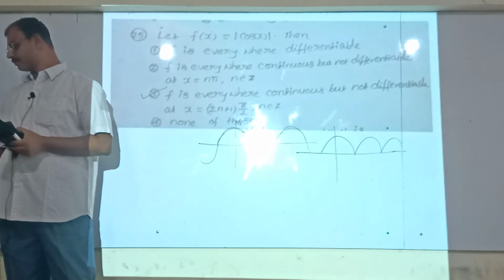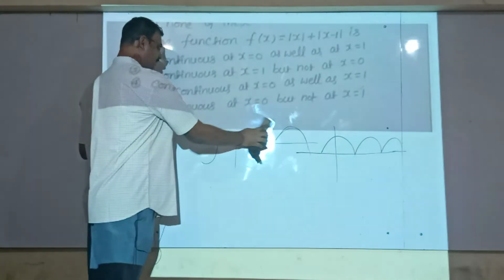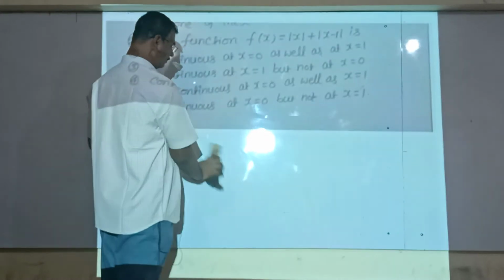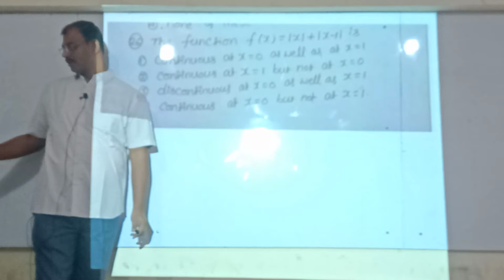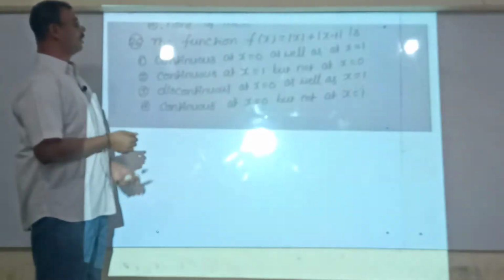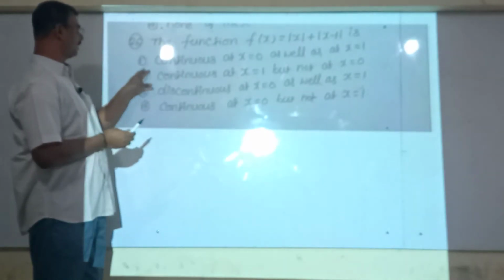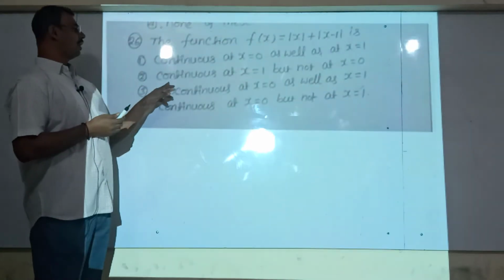Next problem. See again, a mod x problem is given. So what is the problem here? The function f of x is equal to mod of x plus mod of x minus 1. Four options are given. Continuous at x equal to 0 as well as at x equal to 1. Continuous at x equal to 1 but not at x equal to 0. Like this, four options are there.